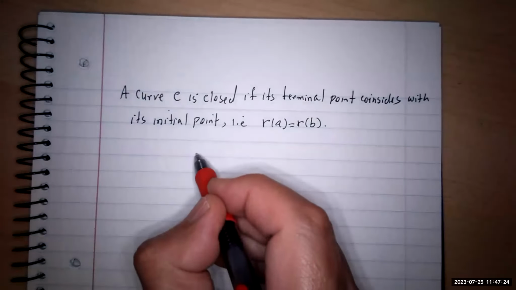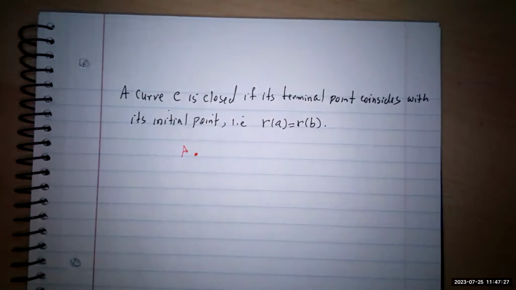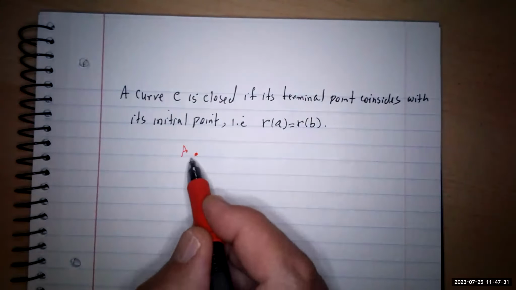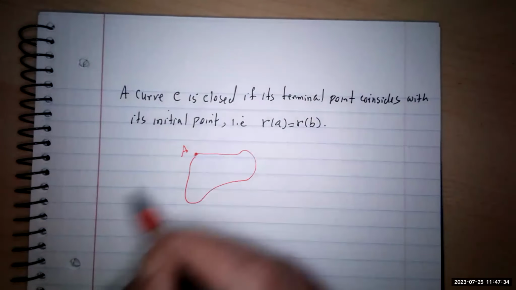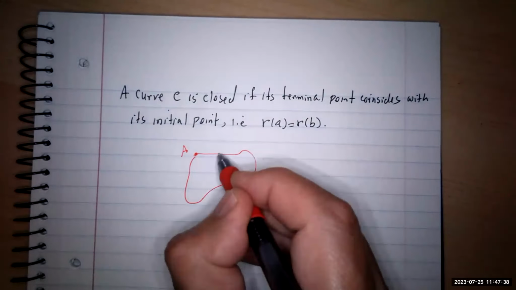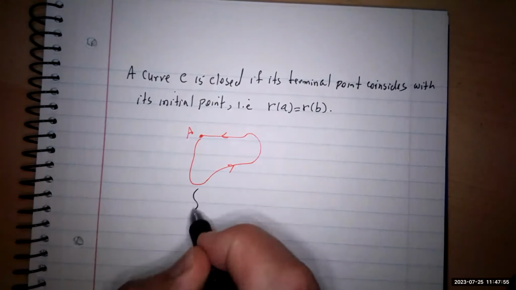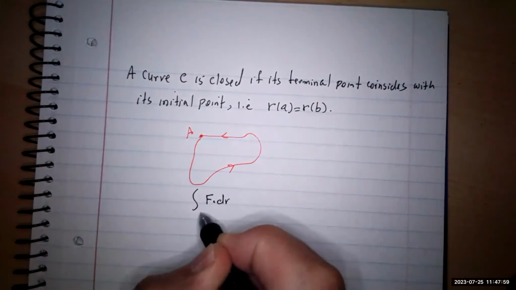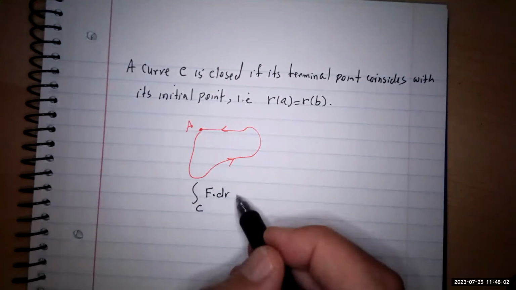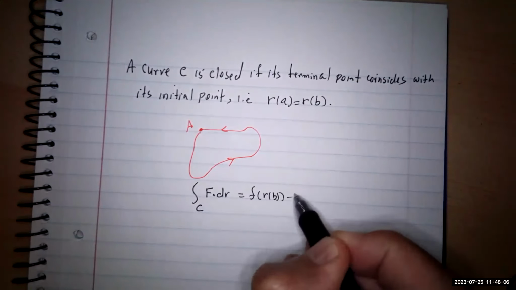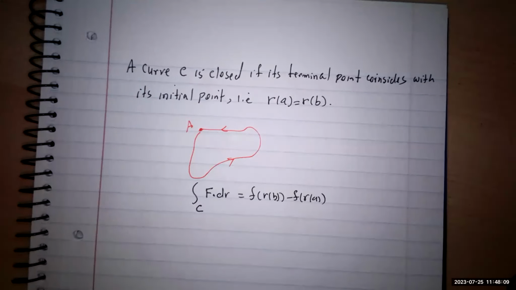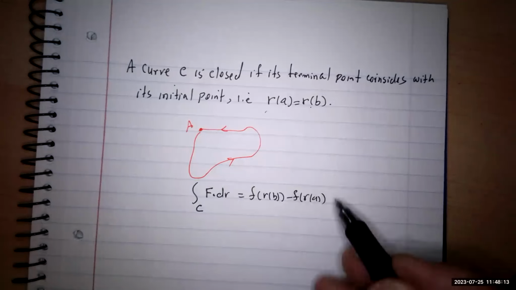Okay, so this means you start from the point A, for example. This is going to be the point A, and then you come back. This is it. So we go from one point and come back again. So the initial point and the terminal point happen to be equal to each other in that case. Okay. So if you want to find the integral of F dot dr over C, in this case, it's going to be F of r of B minus F of r of A, but both of them are the same because they are equal to each other. So in that case, you get zero here.